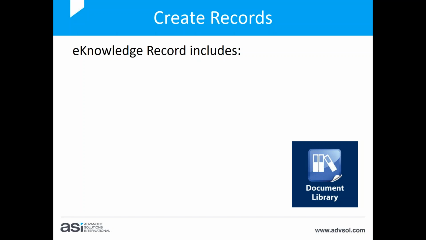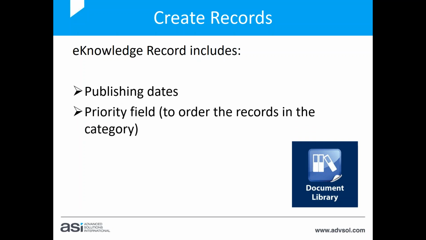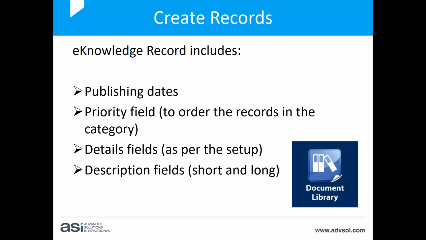Once you have your category in place, the next step is to add a record. eKnowledge records include things such as publishing dates, the priority field, so you can order how the records display in the category, the detail fields as per your setup, so what other details you want to include, the description field, so you have a short description and a long description, just like in your web pages, as well as the attachments tab where you can attach your document. Let's go and create a record.